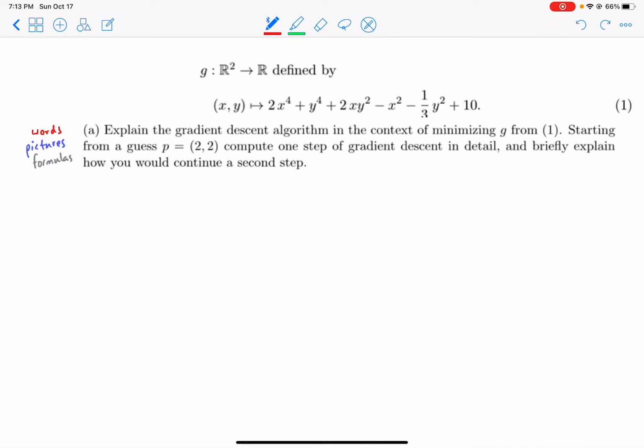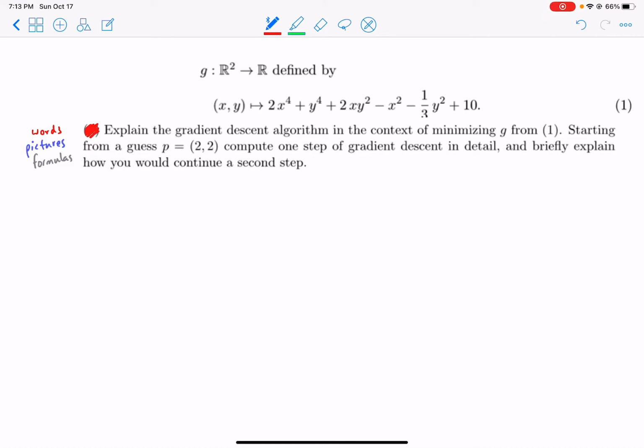Okay, hello everybody. So we're going to deal with our familiar example, trying to find the minimum or the argmin of this function g, but using gradient descent this time. Okay, and so they tell us to start from (2, 2), compute one step in detail, and then explain how we would compute a second. And there shouldn't be an A, there's just one part to this.